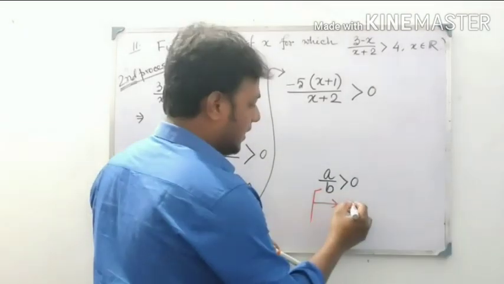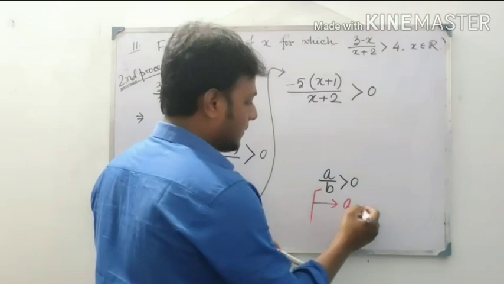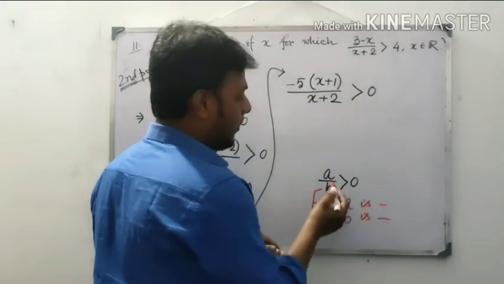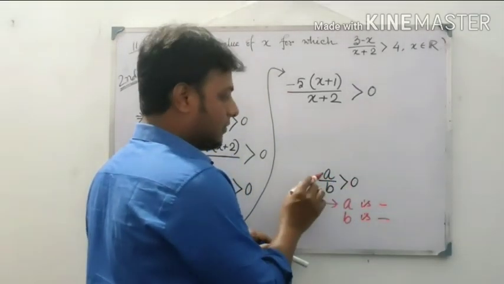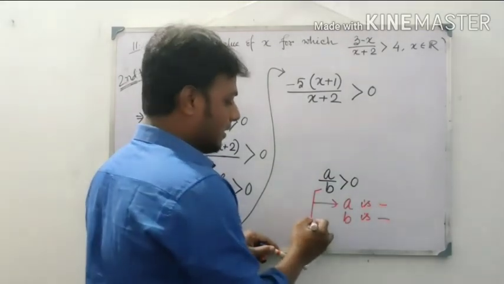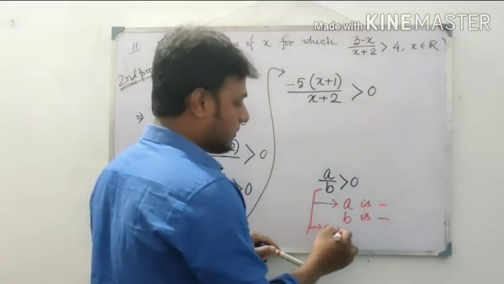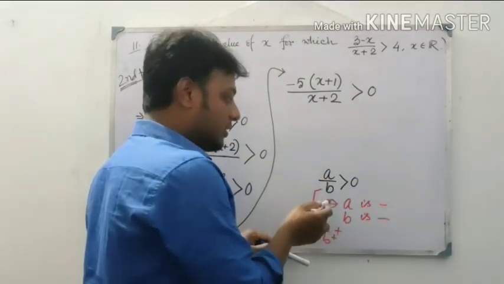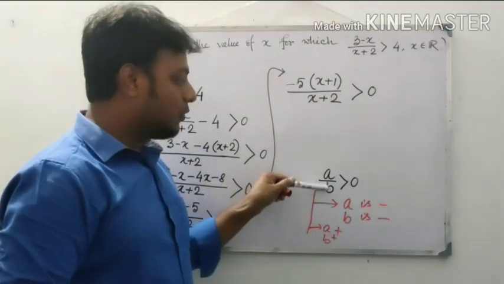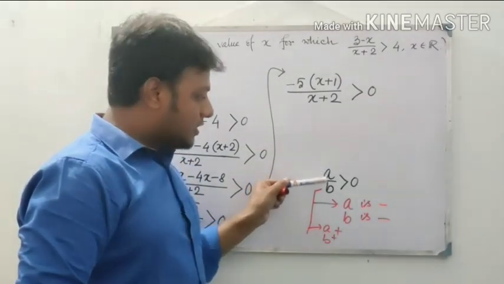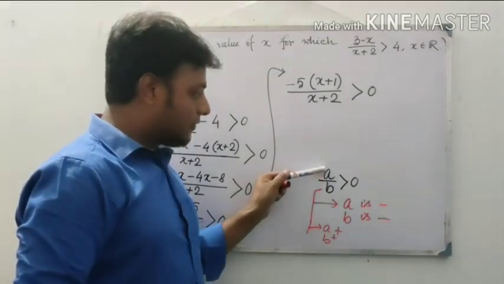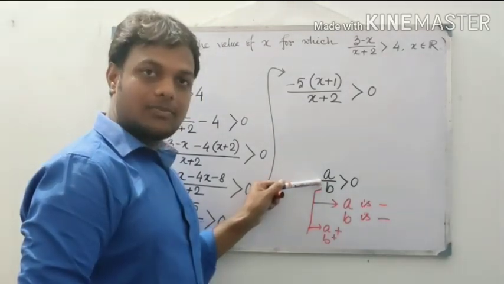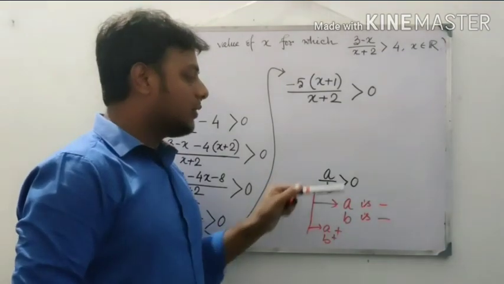Suppose first, if a is negative and b is negative, then a by b will be positive. Why? Negative will be cancelled out. Or a positive, b also positive. Either a and b both positive or a and b both negative, then this fraction value will be greater than 0. Suppose a positive, b negative, then this fraction value will be negative. If among these two, anyone is negative, then the ultimate fraction value will be negative.